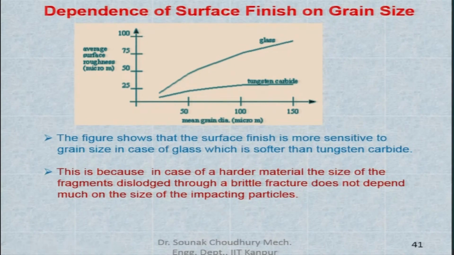Let me explain it to you once more. We are saying that glass is more effective here, as shown. This is because in case of a harder material, the size of the fragments dislodged through a brittle fracture is independent of the size of the impacting particles. Whether it is bigger or smaller, it does not matter, it does not impact.